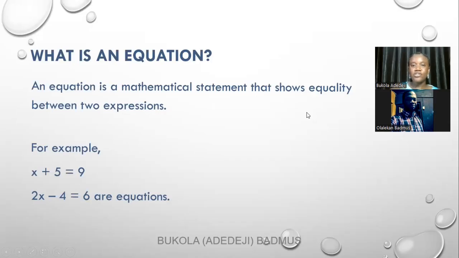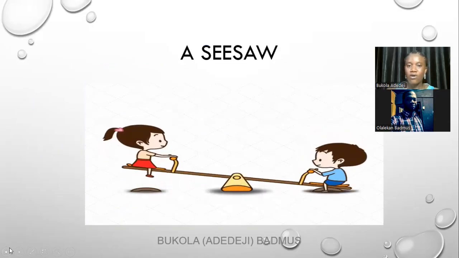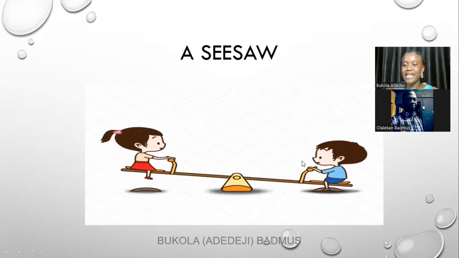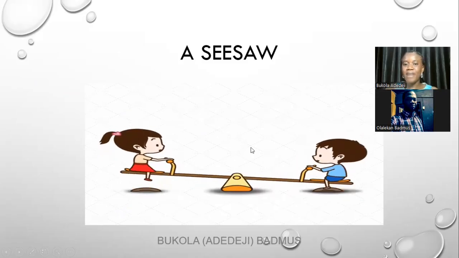And that brings us to what is an equation? An equation is a mathematical statement that shows equality between two expressions. I want to go back to the seesaw. I said that whatever you do to the left-hand side, you must do to the right-hand side for the seesaw to be balanced.